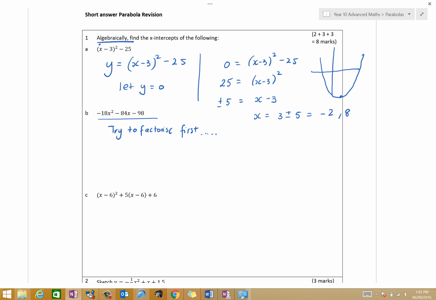First of all, the quadratic equation you guys need to know, or have in your reference. x equals minus b plus or minus the square root of b squared minus 4ac, all over 2a.